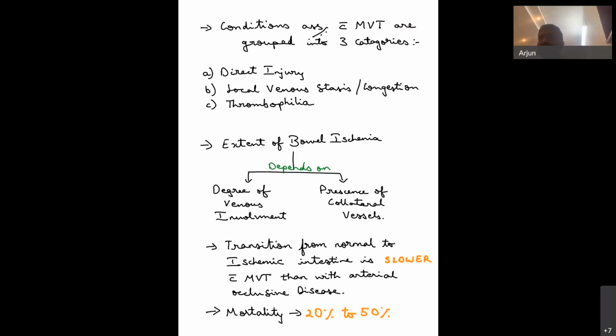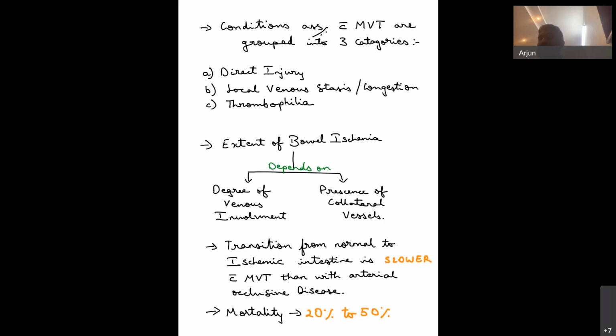Conditions associated with MVT are grouped into mainly three categories. Here you have direct injury, which includes abdominal surgeries, trauma, and local inflammation. And second is local venous stasis or congestion. In this, the splanchnic venous stasis may occur in the case of increased abdominal pressure, obesity, and with intraoperative manipulation of the mesenteric vessels. And third is thrombophilia, like inherited or acquired hypercoagulable diseases.